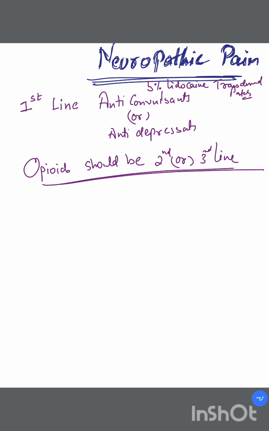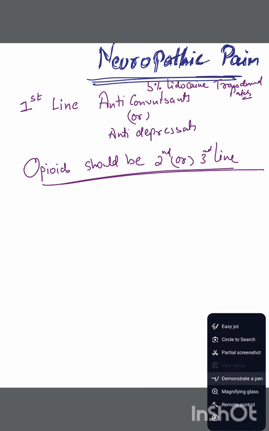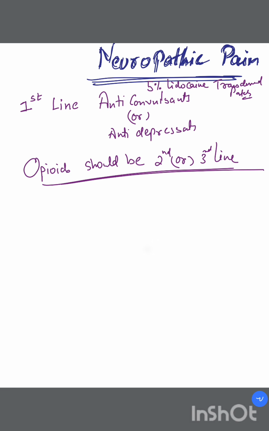So in summary, we had acute pain management with NSAIDs and opioids, and with chronic pain, we had antidepressants and anticonvulsant drugs.